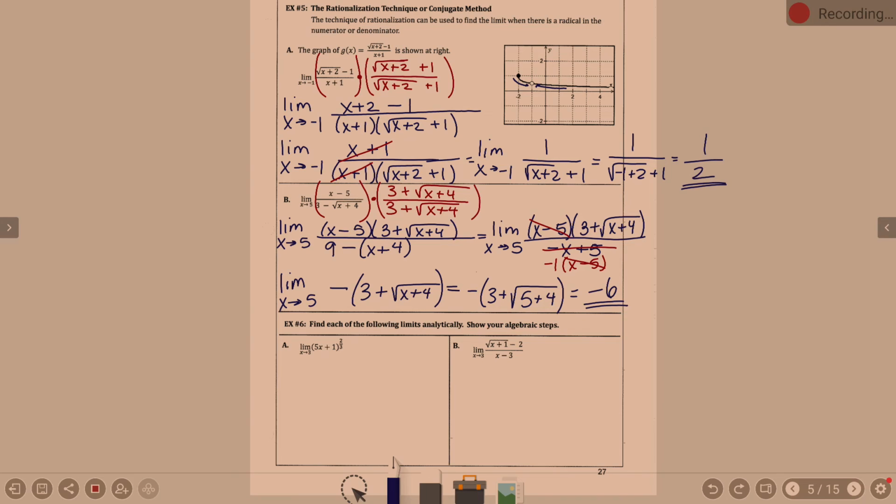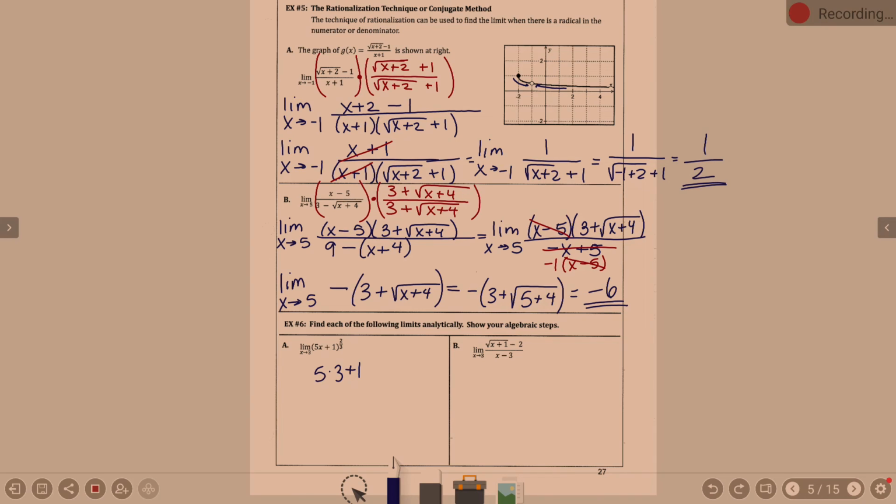Okay, 6. It says find each of them analytically. So a lot of times we think about that as just plugging the value in. On A, we can just plug it in, can't we? Let's try it. If we go to plug this in, we're plugging in 3, right? 5 times 3 plus 1. But what does the power of 2/3 mean? We have to understand what the power of 2/3 means.